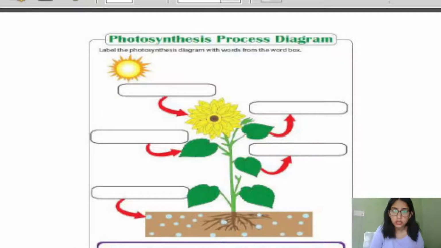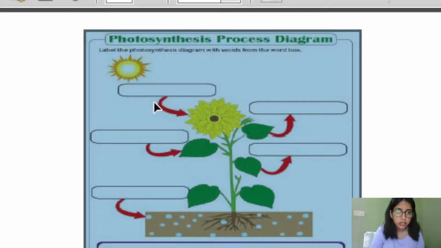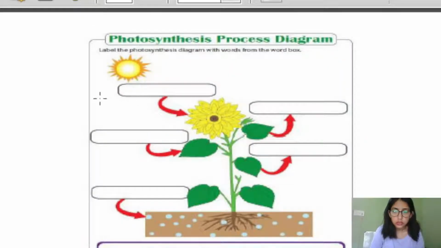So what do you think this here will be? This here will be sunlight, here it will be carbon dioxide. Yes, very good. And here it will be water that is absorbed through roots. Yes, I gave you one question in the previous lecture: what are the structures present in the leaves that help to trap carbon dioxide?